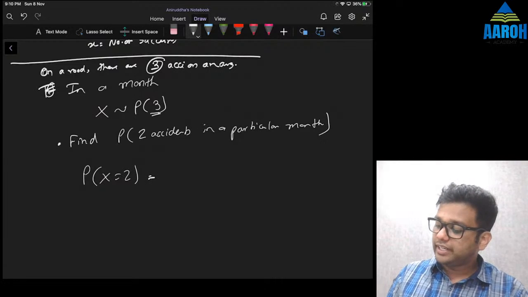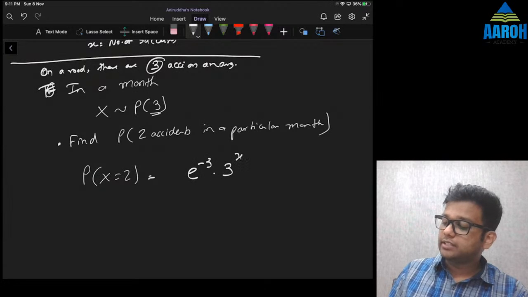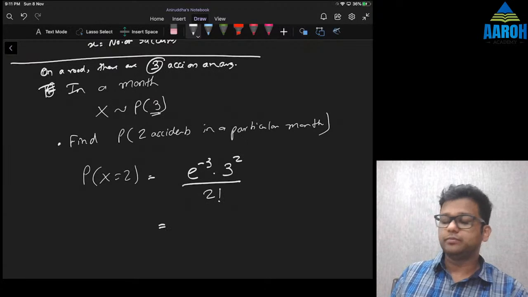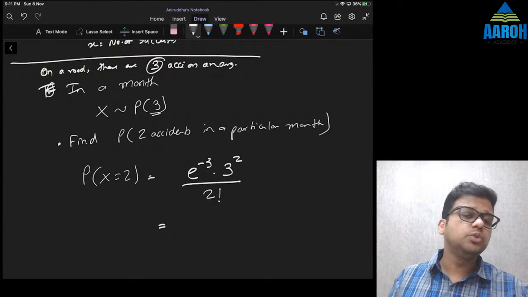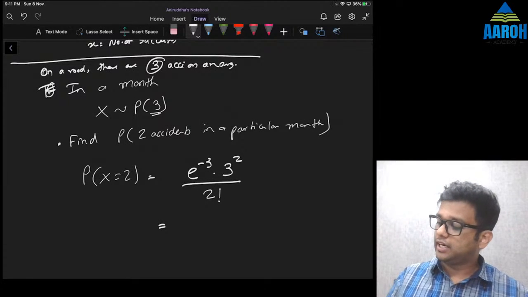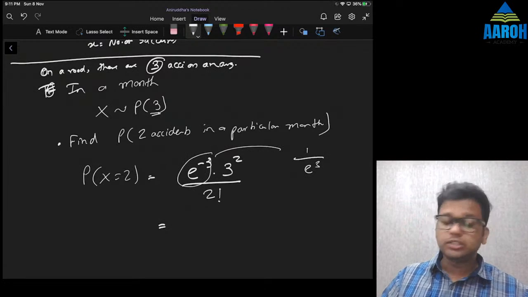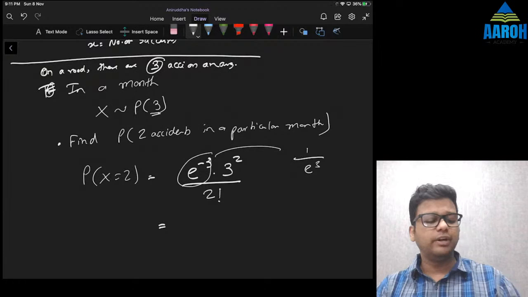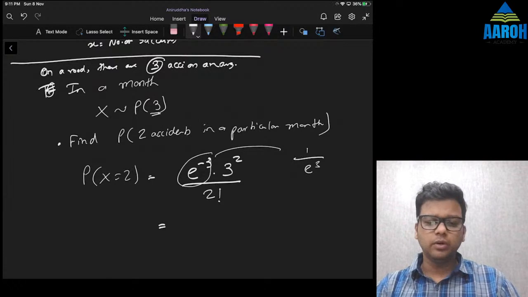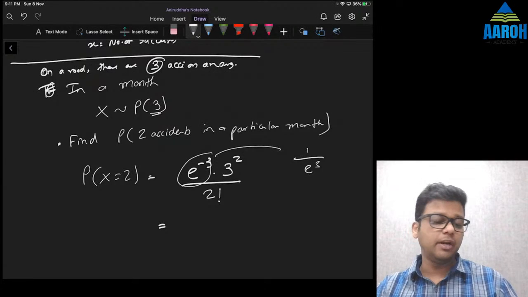So how can we solve it? E raised to minus m, that is minus 3, into 3 raised to x, that is 3 raised to 2, upon x factorial, that is 2 factorial. How will we calculate e raised to minus 3? E is 2.71828. Now understand, e raised to minus 3 is nothing but 1 upon e cube, right? So we'll calculate e cube first and then take the reciprocal. How will we calculate e cube? 2.71828 into equal to, then reciprocal, then multiplied by 3 square, 9, divided by 2.